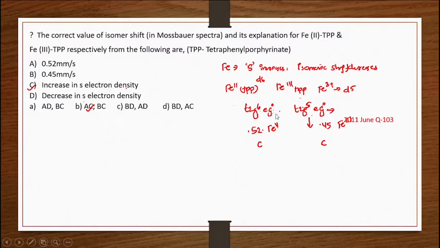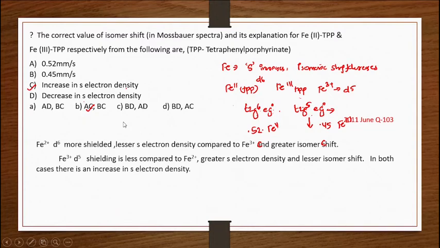Then in both the systems the eg electrons are absent. So the eg electrons are absent, that leads to less shielding towards the nucleus. So less shielding towards the s electron. So the s electron density will be high in both the complexes because of the absence of the electrons in the eg orbital. So there is an increase in s electron density in both the cases. So A and increase in s electron density, and B also increase in s electron density. So AC, BC, option B is the right answer for this question. So this is the right answer for the question.